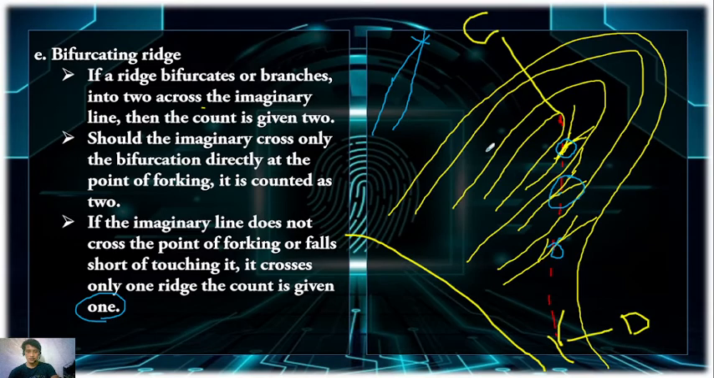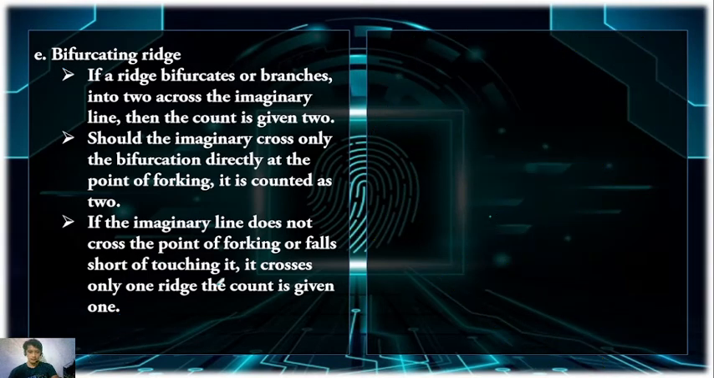So that is how we are going to count bifurcating ridges. So take note, kapag sa point of bifurcation mismo siya na-cross, then that is counted as 2. And then kapag nasagi na ng imaginary line both of the branches, then that is counted as 2. Pag isa lang yung na-cross, then that is only counted as 1. Okay, so keep those in mind.